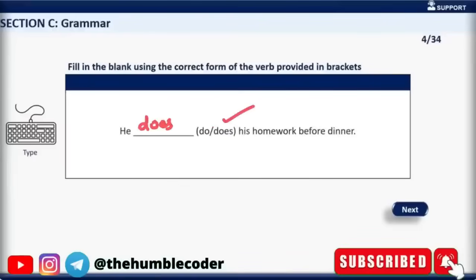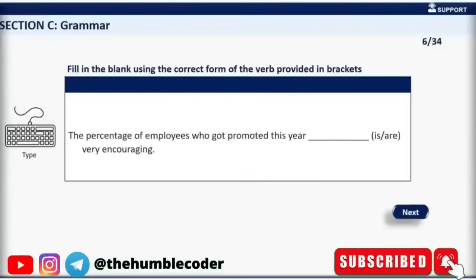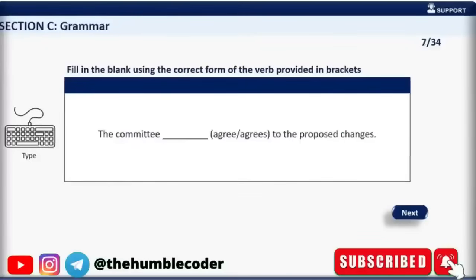Moving on to the next question. Fill in the blanks using the correct form of verb. Again, we have to fill in the blanks by selecting one of the options. She dash study or studies hard for her exams every night. The correct answer in this case is going to be studies. Moving on to the next one. The percentage of employees who got promoted this year dash is or are very encouraging. The correct answer is is very encouraging. Okay. Moving on to the next one.